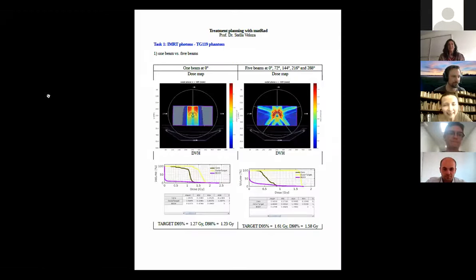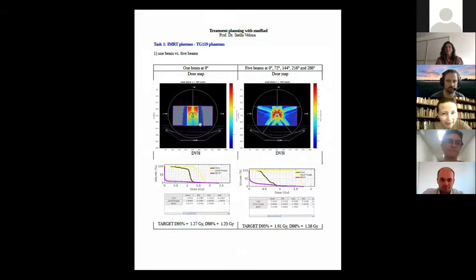Okay, I want to share with you my experience with the first session. It was easy to familiarize myself with matRad using the hands-on instructions and the explanations. I am a beginner, so I am a good example of the results of the first session. The first task was to compare two plans with photons, one with one beam and the other with five beams.